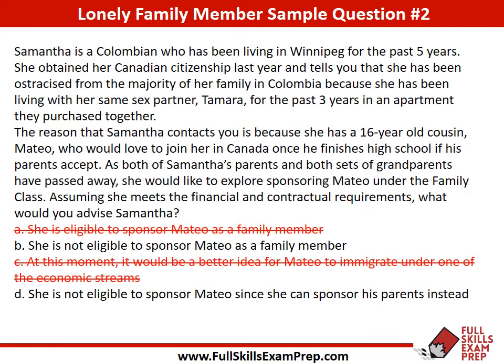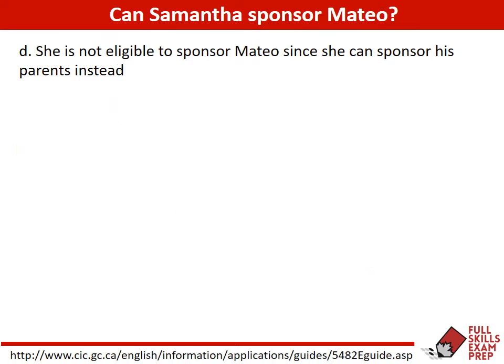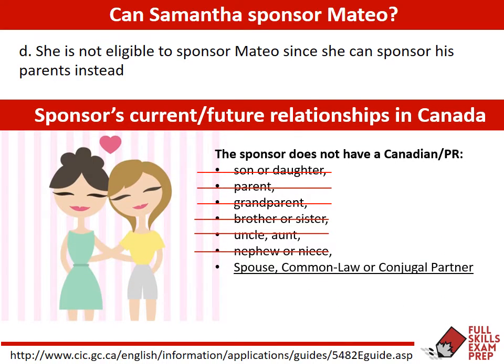But what we're going to do, of course, is take a look at the other two options. So we have to take a look over here to see if Samantha can sponsor Mateo's parents. So if Samantha can sponsor her uncle or aunt. Now, by knowing that she has a Canadian partner, we know that this is not possible either. So she can't sponsor her uncle or aunt.